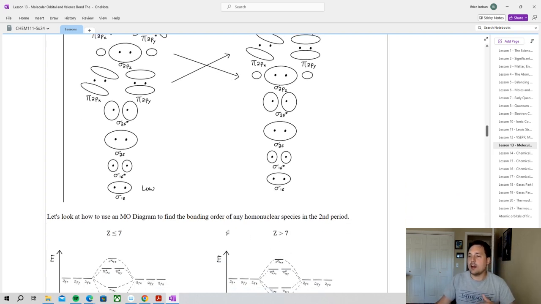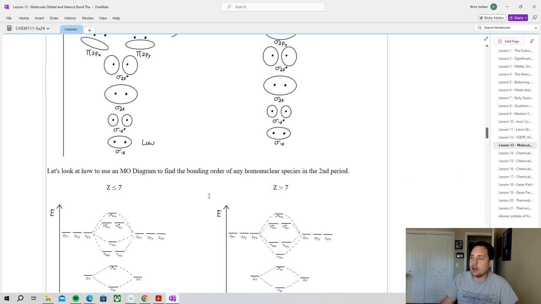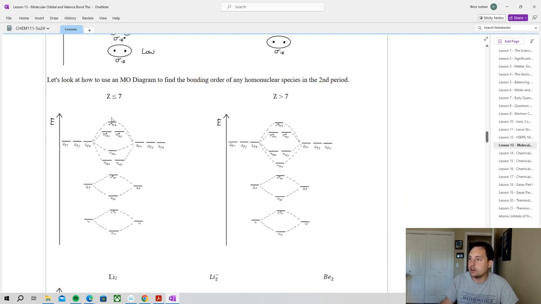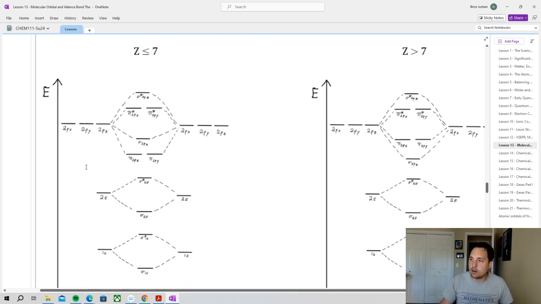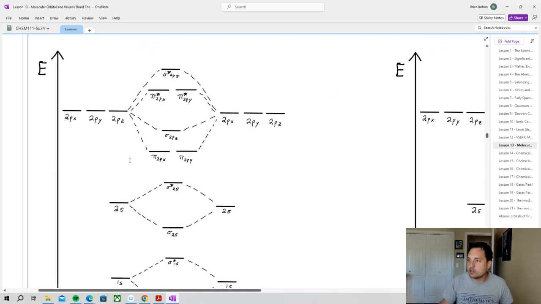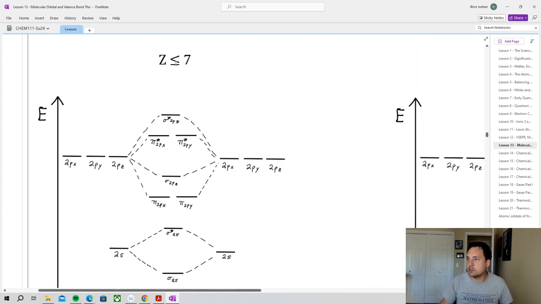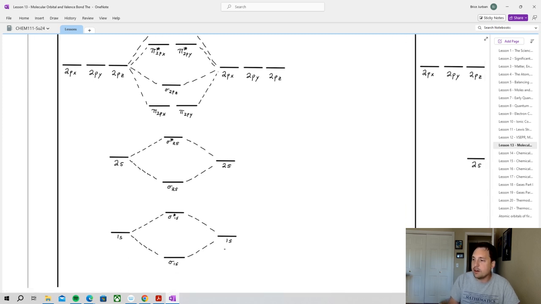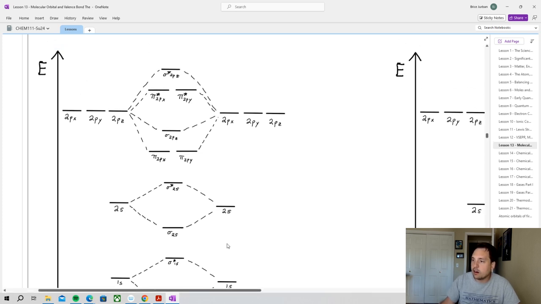All right, so let's look at how to make use of an MO diagram that has all of these different orbitals attached. And here is how I order all of these. So if we look at the case where Z is less than or equal to 7, we have at the very bottom our sigma 1s and sigma star 1s. So this isn't any different. And then we add in our sigma 2s and sigma star 2s molecular orbitals. So those are just higher in energy.